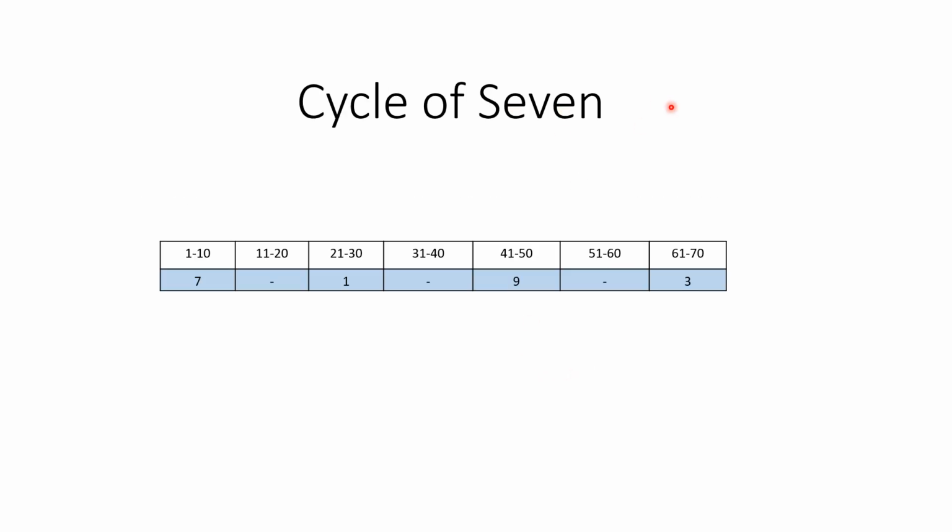As we did with the cycle of 3, we can do the same with the cycle of 7. So we are representing here the multiples of 7 that end in 1, 3, 7, or 9. And you can see here that the only one of them that is going to be a prime is the 7 itself, that is the prime that makes the cycle.